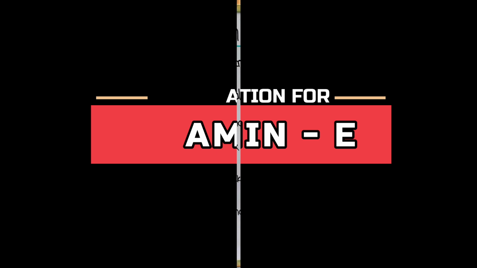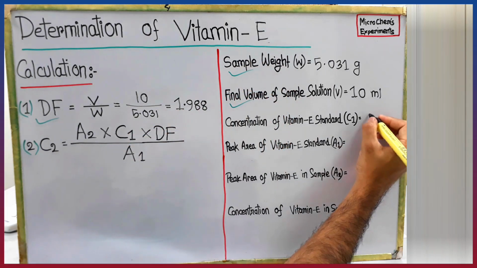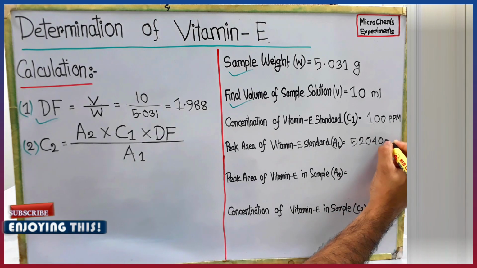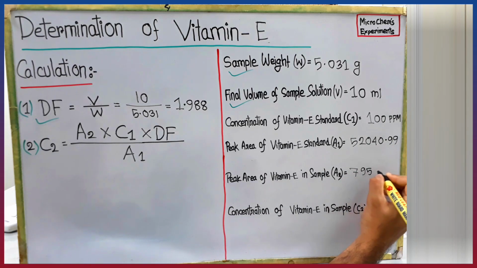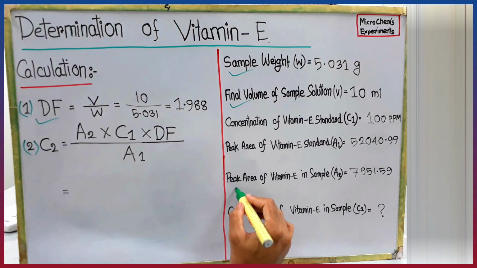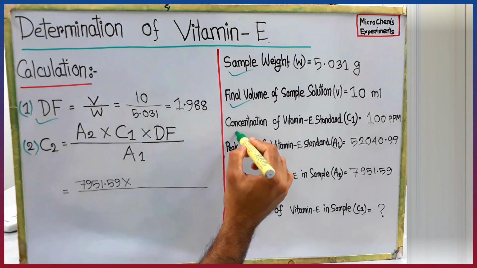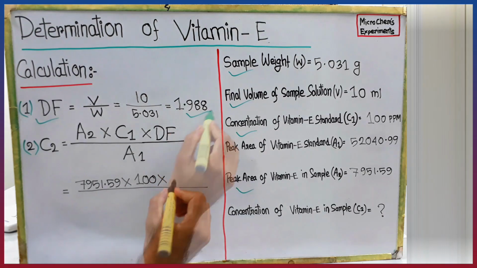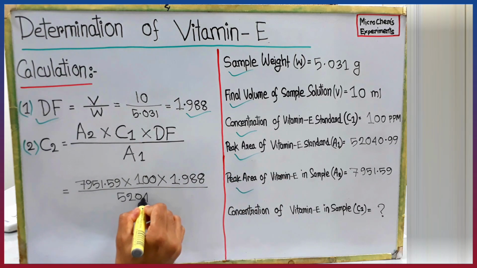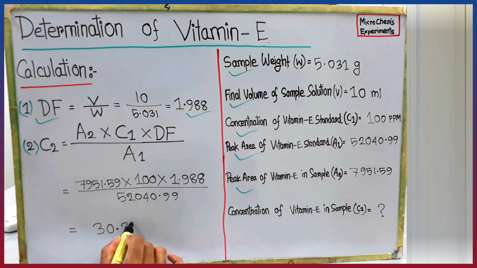Let's determine the Vitamin E concentration in the same way. No need to change the dilution factor as the sample preparation is same as Vitamin A. Finally, we have got the Vitamin E in our sample is 30.37 ppm.